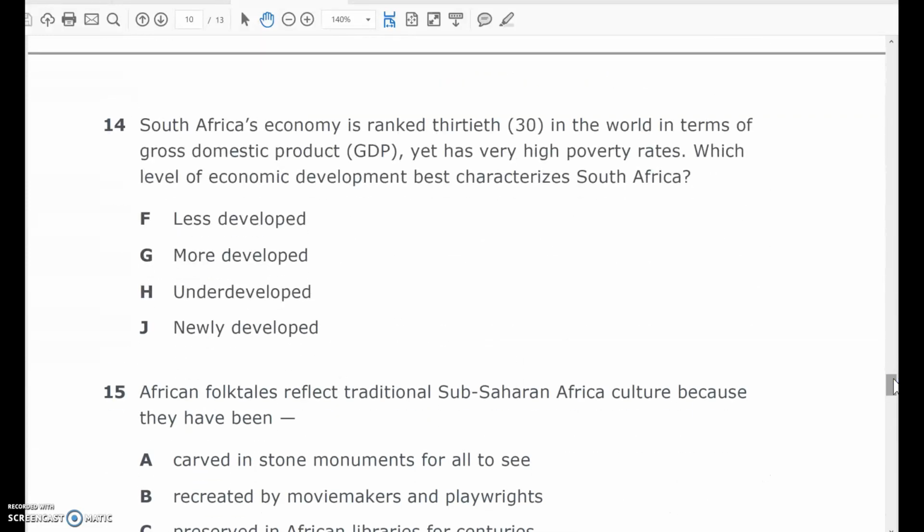Number 14. South Africa's economy is ranked 30th in the world in terms of gross domestic product, GDP, yet has very high poverty rates. Which level of economic development best characterizes South Africa? F. Less developed, G. More developed, H. Underdeveloped, J. Newly developed.